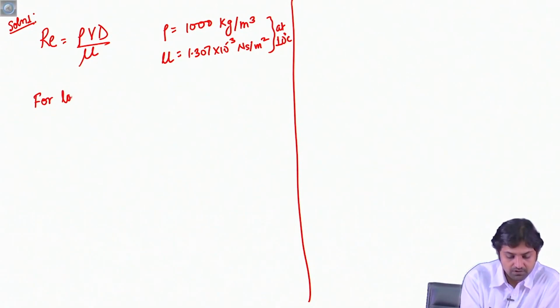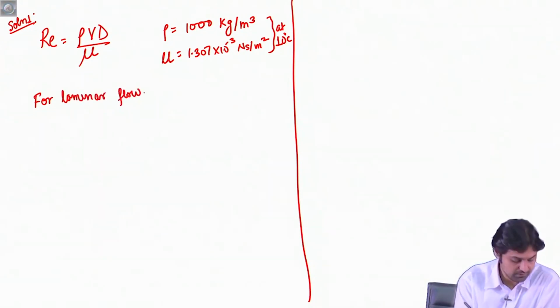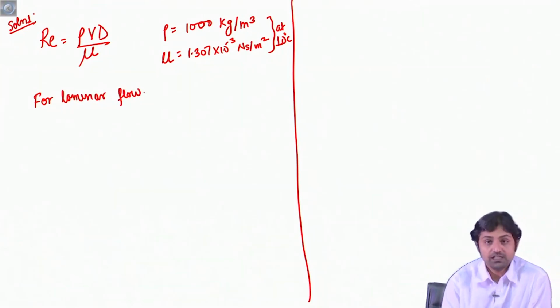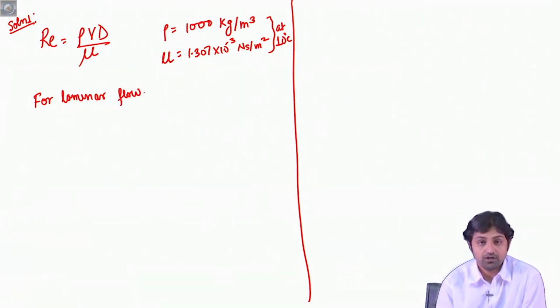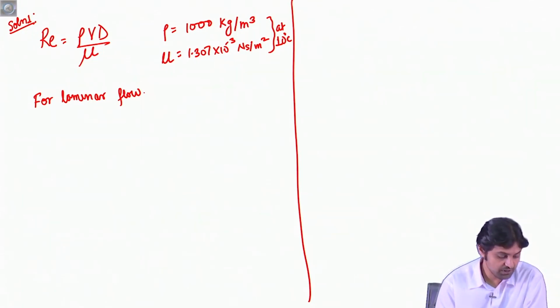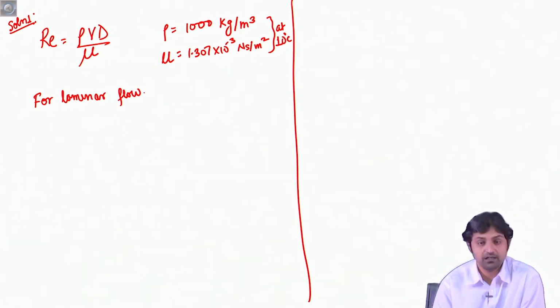So, for laminar flow, what was the Reynolds number which was critical? Any flow with Reynolds number less than 2100 was laminar. So, the question is to determine the minimum time taken to fill a 0.355 liter glass. So, when will the minimum time be taken?